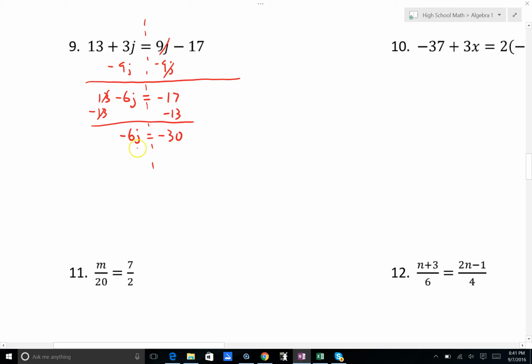If we want to get the j by itself, we notice negative 6 is multiplied by j. I know that because they're connected. So I will divide by this negative 6, the coefficient. Dividing by negative 6 on both sides. Negative 6 divides negative 6 to leave j. Negative 30 divided by negative 6 is a positive 5.